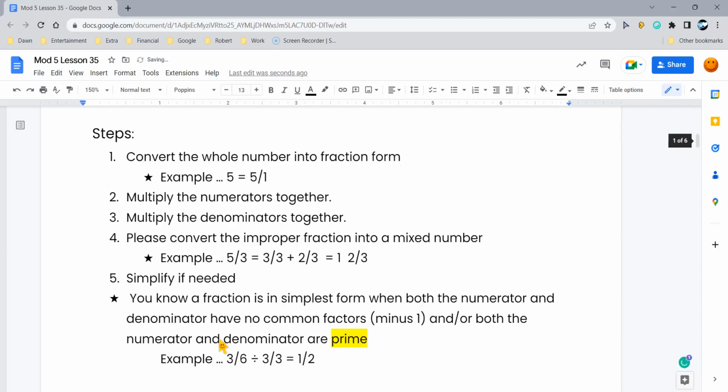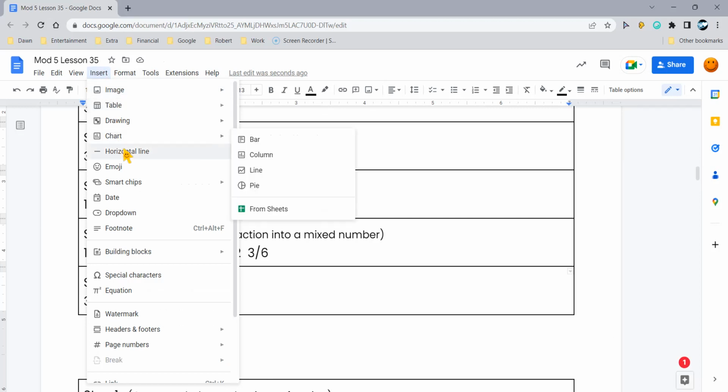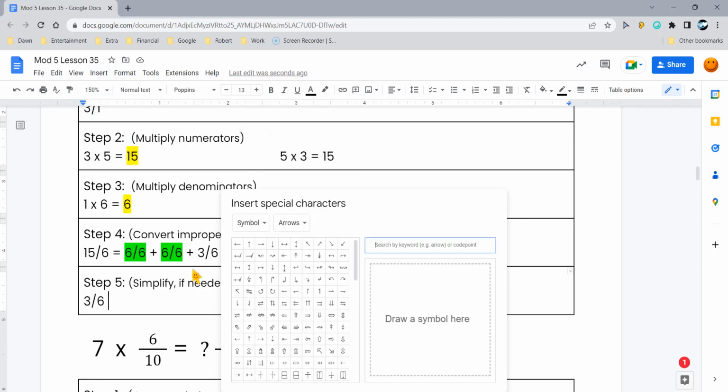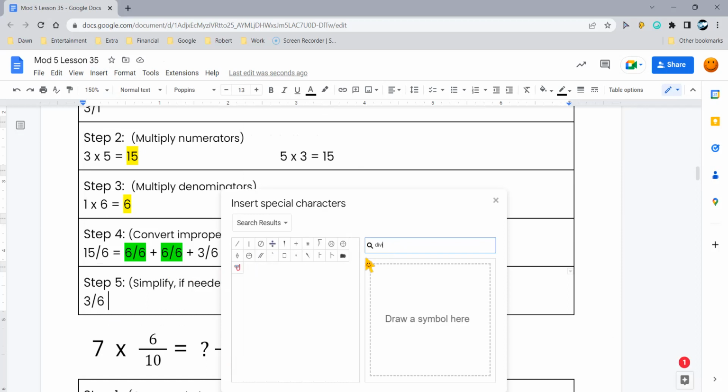I'm going to quickly run up here because I forgot to grab it earlier. Highlight it, Control C. Now, if you don't have this worksheet and you're practicing with me, you can always go to Insert, Special Characters, and then write in DIVI to get the division sign as well.